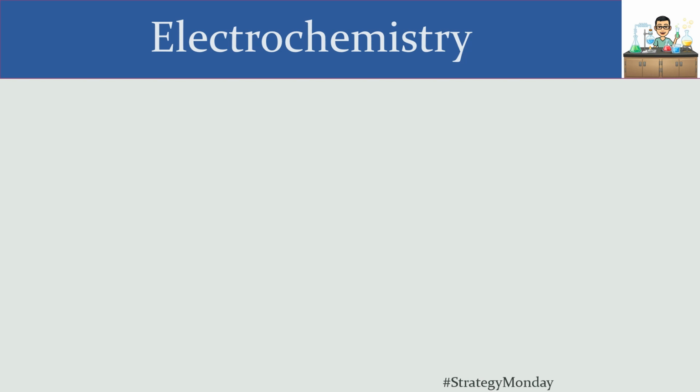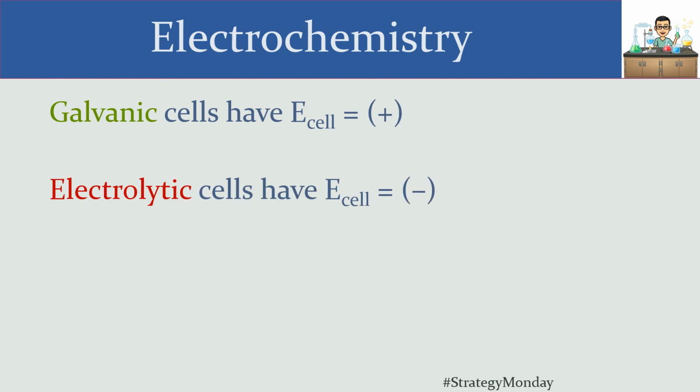Today is Strategy Monday, and what we're going to be talking about strategically today is electrochemistry. Galvanic cells have a cell potential that is positive. Electrolytic cells have a cell potential that is negative. Now, galvanic cells are spontaneous, they happen on their own. Electrolytic cells need the use of some electromotive force like a battery.